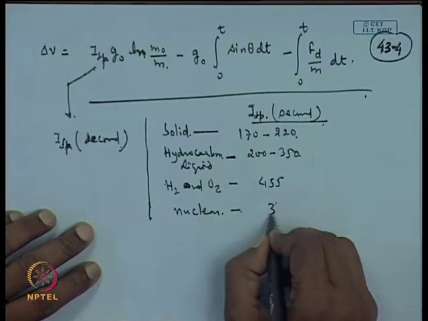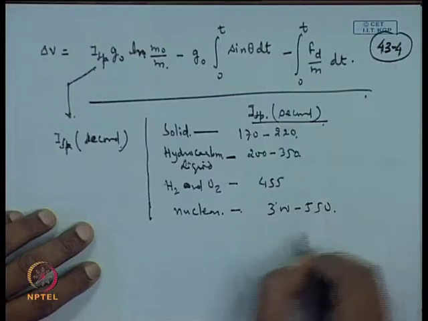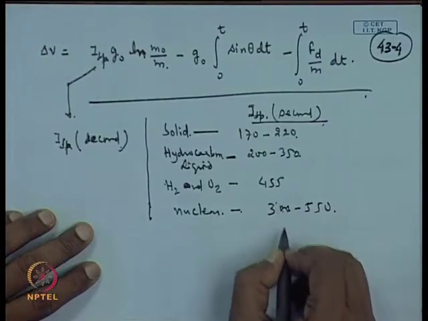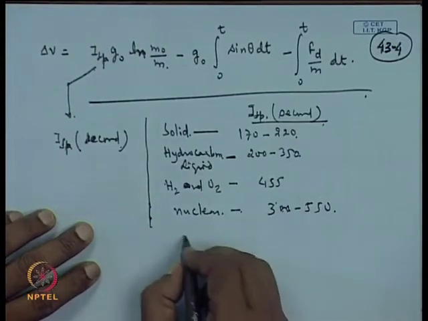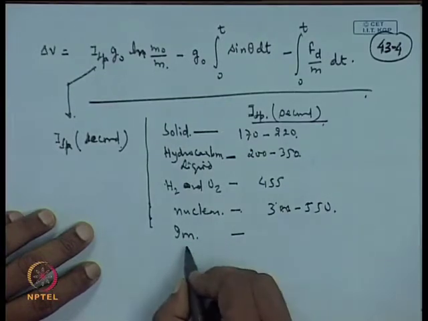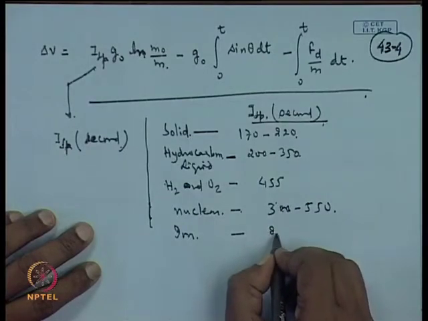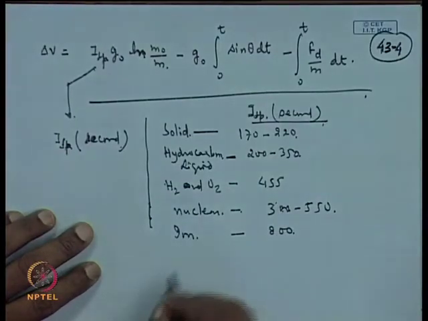Okay, somewhere from 300 to 550. Then ion rockets are there. So, this is based on the ejection of the ions, and let us say some 800 seconds.